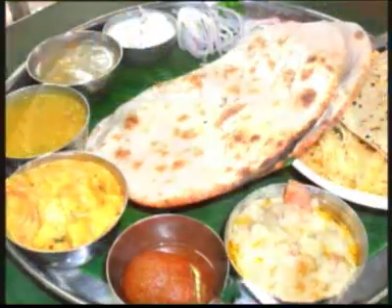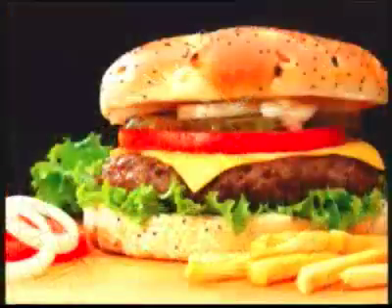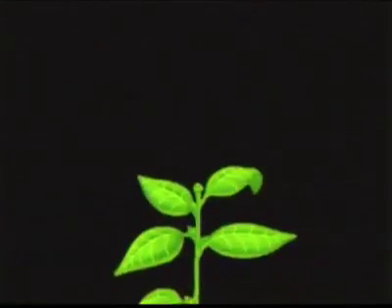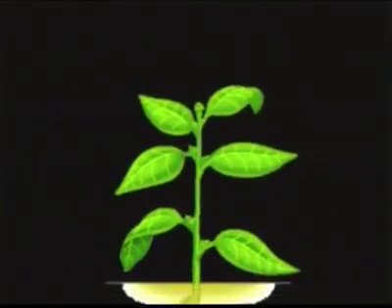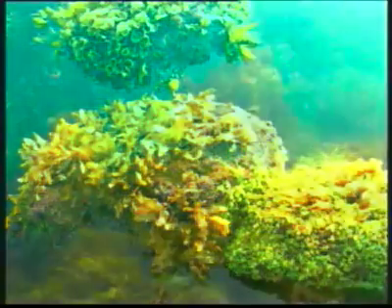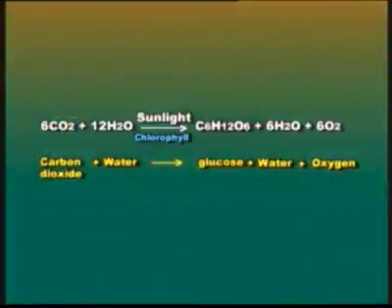Food is essential for the normal life, growth, and development of every living organism. The plants and marine algae manufacture their own food with the help of carbon dioxide and water in presence of sunlight as per the following equation.